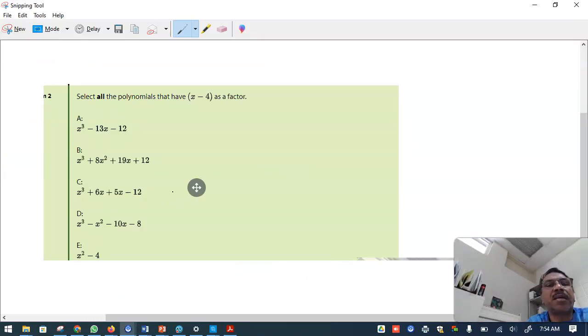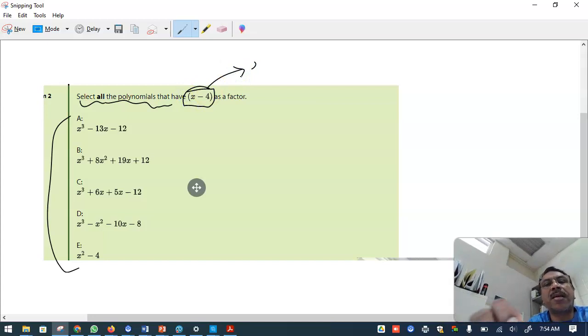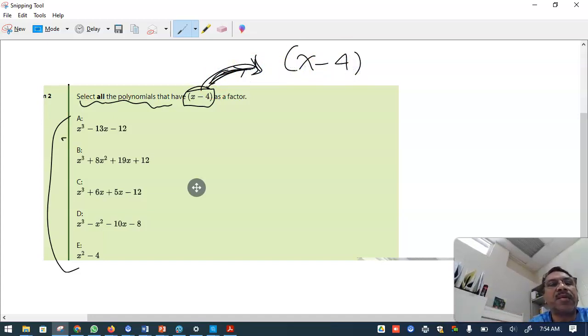This question is asking, select which among these A to E has x minus a as a factor. So how do we know a binomial or linear form is a factor? So how do you know x minus a is a factor? So one thing is, let's see if I really want to know whether this is a factor.